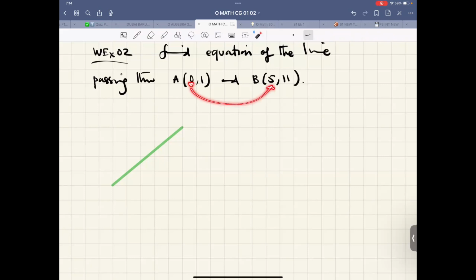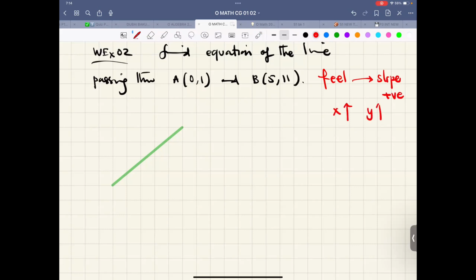Now look at this. X increases from 0 till 5. Y increases from 1 till 11. So I have a mathematical feel that the slope is positive. Why? Because X increases, Y increases. That means the slope is positive. Let me label this thing as A, which is 0, 1. Let me label this thing as B, which is 5, 11.